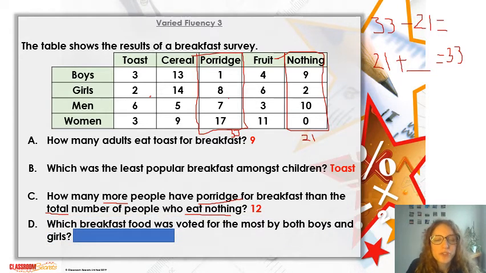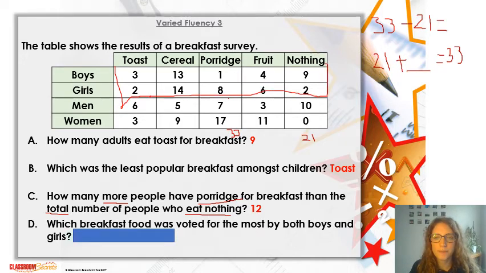Which breakfast food was voted the most by both boys and girls? Okay, so I'm just going to get rid of these squares around the edge because we don't need those. We are going to be looking at the boys and the girls, so we can ignore the men and women bit. So which one was voted highest or most popular by both boys and girls?